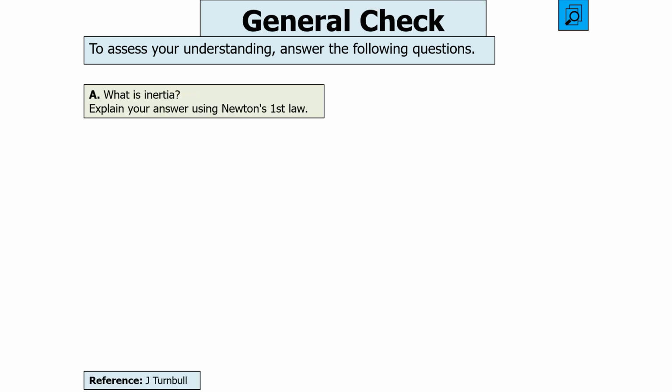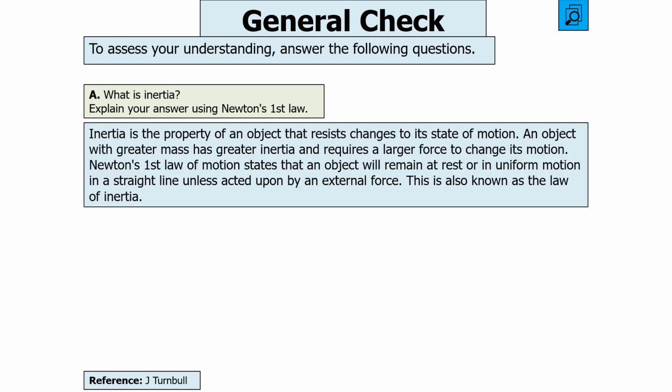The next question says, what is inertia? And explain your answer using Newton's first law. Pause the video now, then unpause the video when you want to go through your answer. Inertia is the property of an object that resists change to its state of motion. An object with a greater mass has greater inertia and requires a larger force to change its motion. Newton's first law of motion states that the object will remain at rest or in uniform motion in a straight line unless acted upon by an external force. This is also known as the law of inertia.